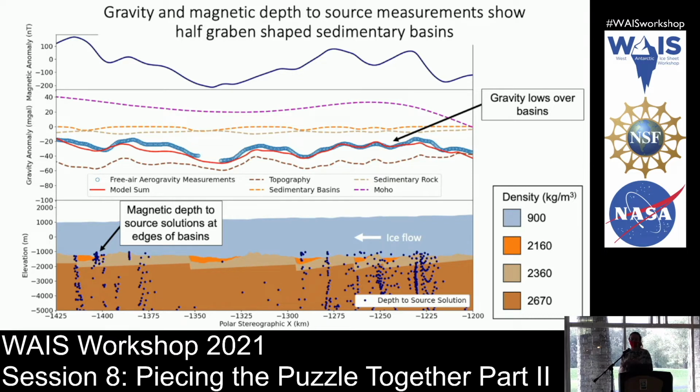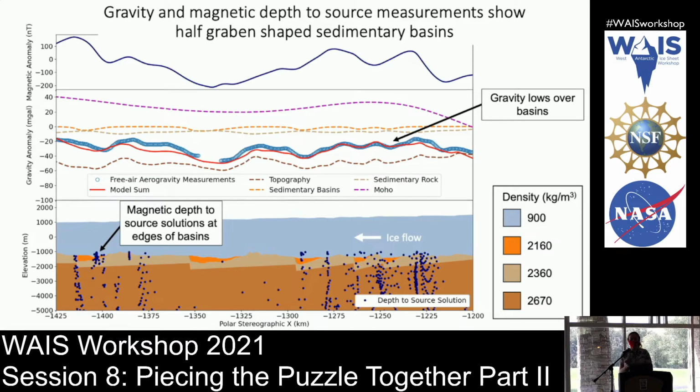So the fit isn't completely great at the moment, but we're going to improve it by varying the density of the layers in the model and the depth of the sedimentary basins, and then also looking at the topography either side of this 2D line to take into account 3D effects as well.